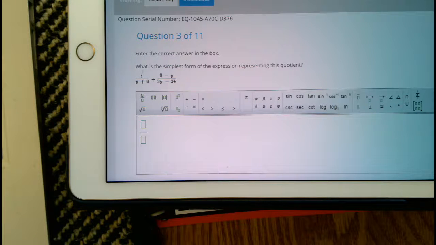What is the simplest form of the expression representing this quotient? Once again, I'm going to rewrite this, and I actually have it already rewritten, and then we're going to work it out. There is one little interesting tidbit on this particular problem, but we are dividing, so I just want to remind you the saying again: when dividing, don't ask why, flip the second one and multiply.